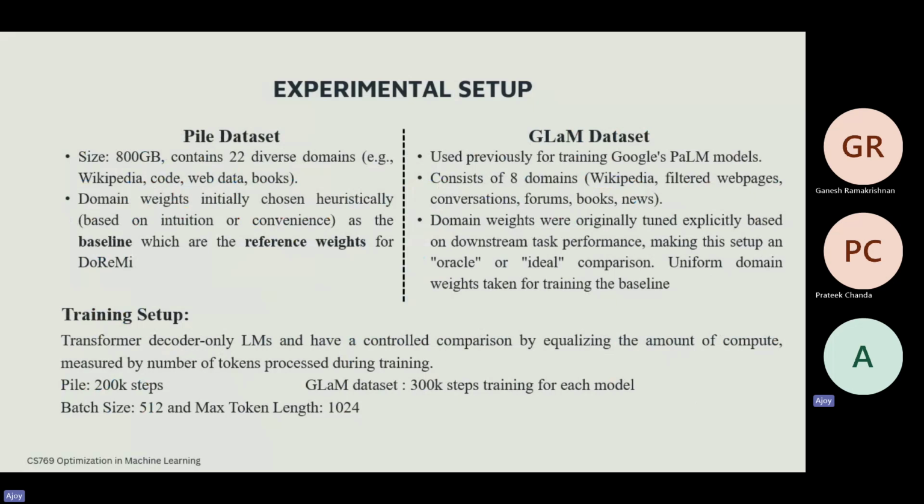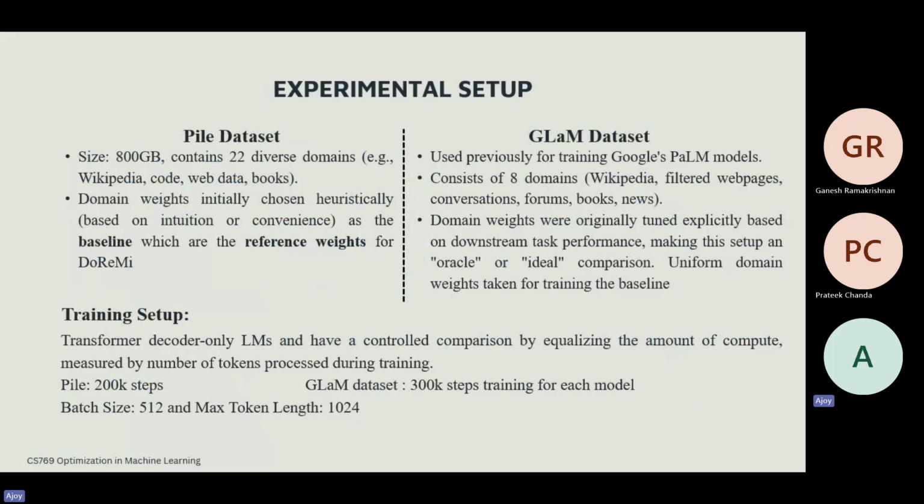So now the experimental setup that we have: we use two data sets. We tested two different data sets, which were Pile and GLAM. Pile has 22 diverse domains, while GLAM just has 8. And in Pile, they have baseline reference weights already defined, so that is what we used.